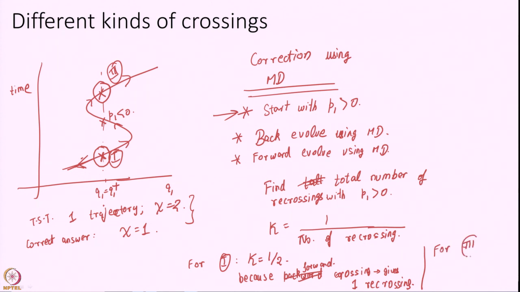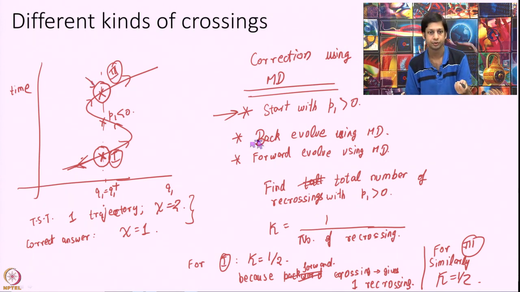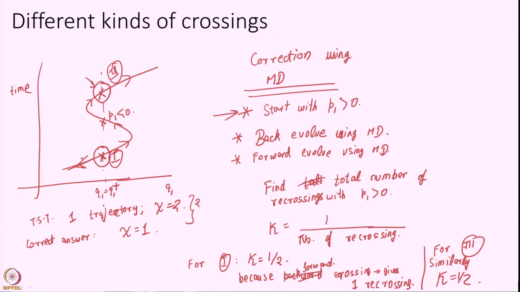For 3, similarly, kappa is also half, and it is half here because of the backward direction. If I start with 3 here, now I will go back in time, then I will find 1. So, when I propagate backwards in time, I will have another recrossing. So, I have 2 recrossings. Now I have solved my problem. I get a half from 1 and half from 3, and that accounts for my factor of 2 here. So, that is the main idea.